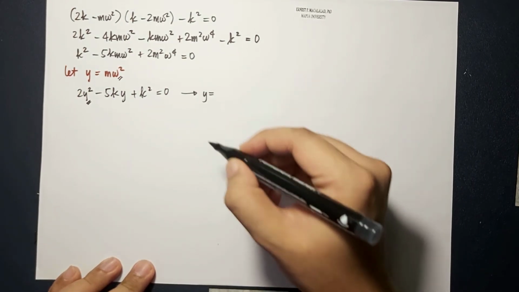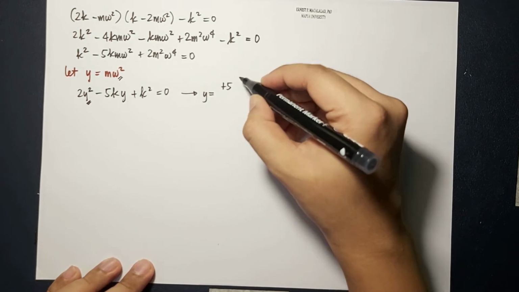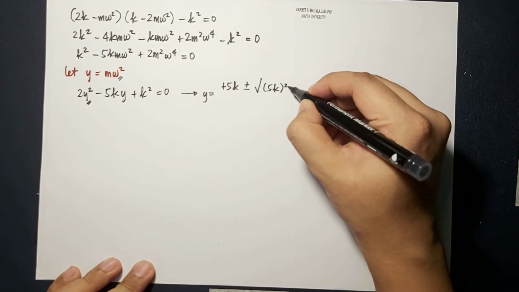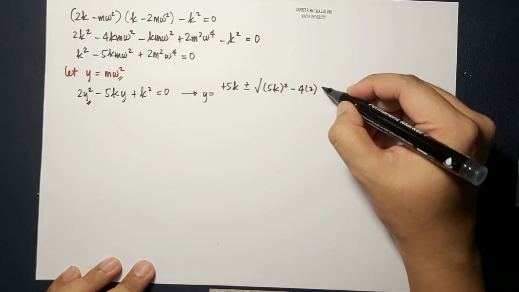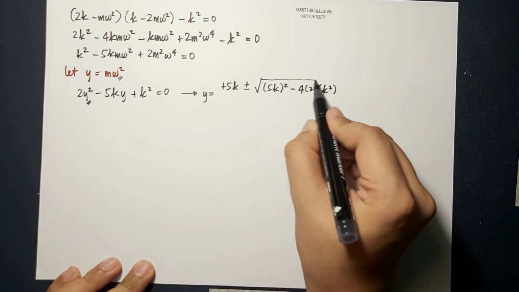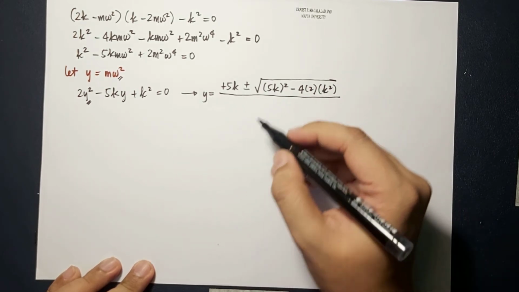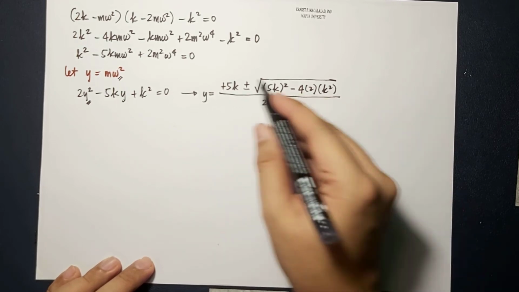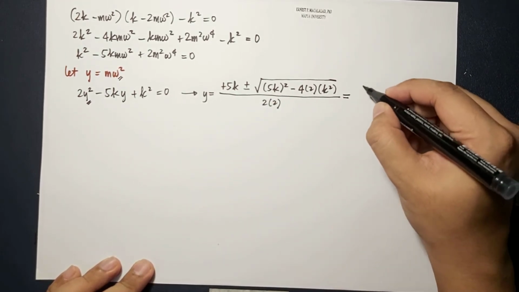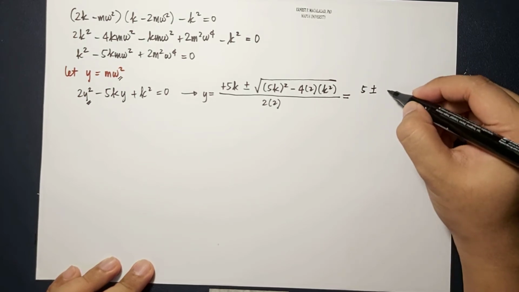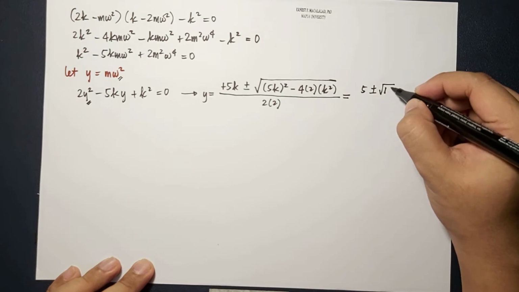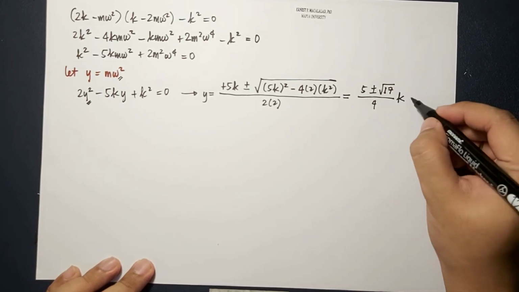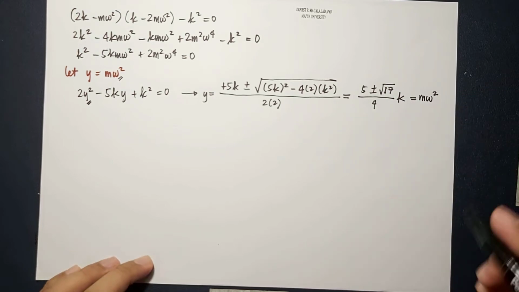For the quadratic formula, this is equal to plus 5k plus or minus the square root of 5k squared minus 4 times 2 k squared, over 2 times 2, which is simplified to this expression: 5 plus or minus the square root of 17, over 4, times k. Again, this is equal to m omega squared.